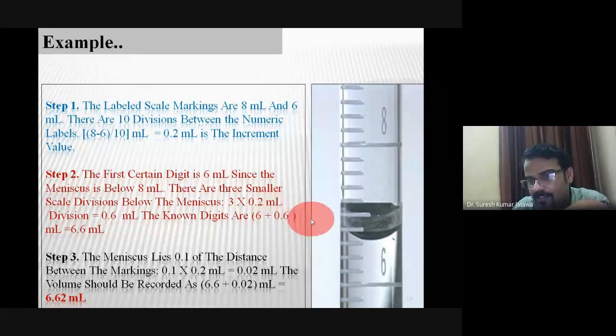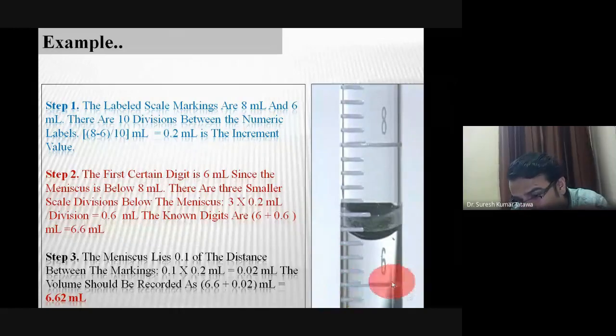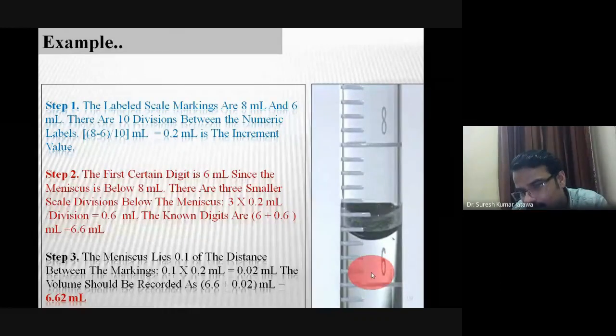So it is already 6 ml here. Up to this, it is 6 ml already. The volume of your liquid container is 6 ml up to here, but your meniscus is here. You can see here, it is above the 6. That's why we have added 6.